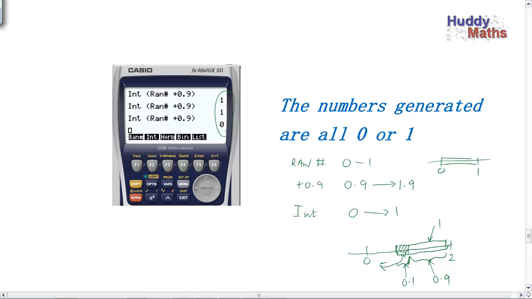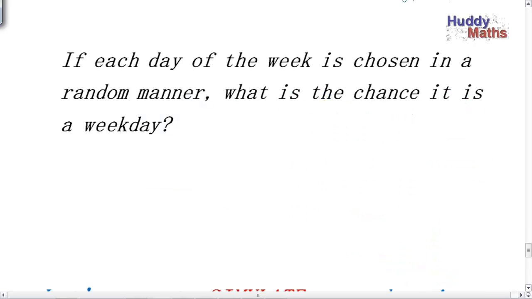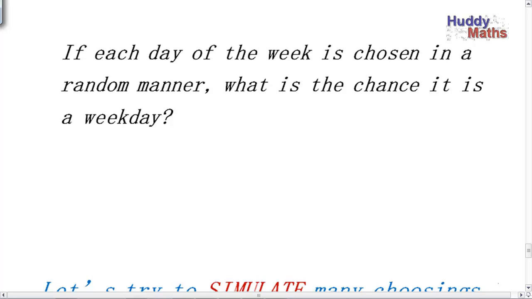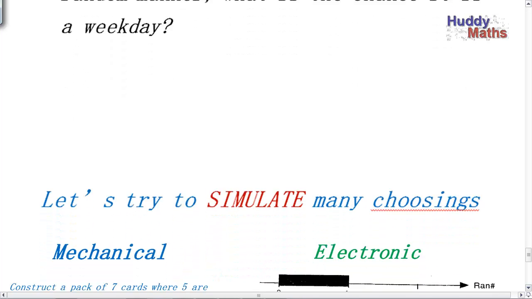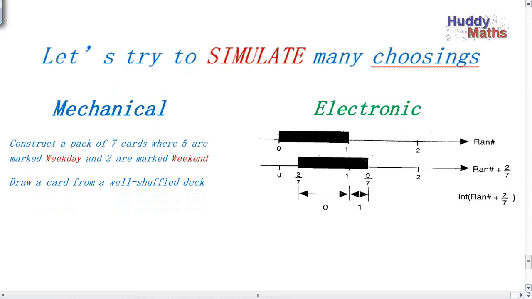Okay, let's have a look now at doing an actual example with that. Here we are. If each day of the week is chosen in a random manner, what's the chance it is a weekday? Well, you can do that with theoretical probability, can't you? There's 5 out of 7, isn't it? But if you were trying to simulate that and do an experimental probability calculation on it, you want to do it many times. So how would you do it? Well, let's try to simulate that. Simulate many choosings and see how long it takes for it to come to 5/7 and 2/7, which is our expected probability.